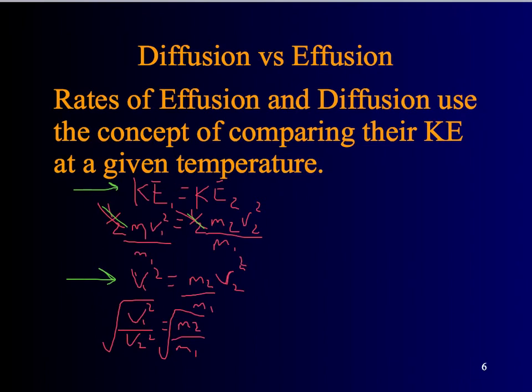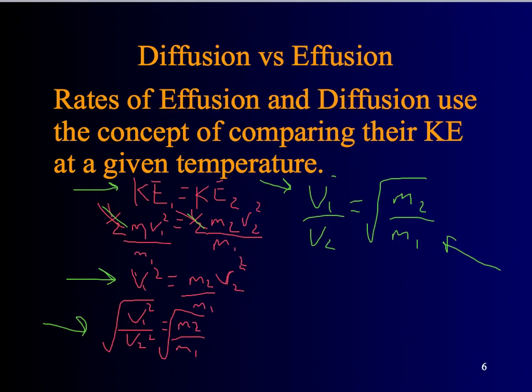Since these are squared terms here, I took the square root of both sides. So now we're at the velocity of 1 over the velocity of 2 is equal to the square root of their masses. That's exactly where we get the diffusion and effusion from. I want you to notice something really important here: at the top we have V1, but at the bottom we have the mass from the first one. So they're opposites. That's an important factor when you're going to use the diffusion and effusion formula. These formulas are on the AP test, so you will have to calculate with these.